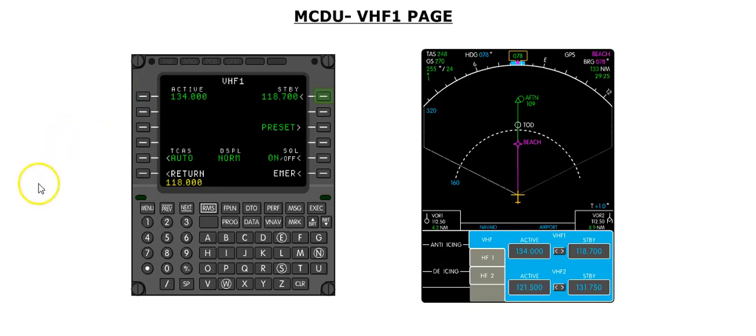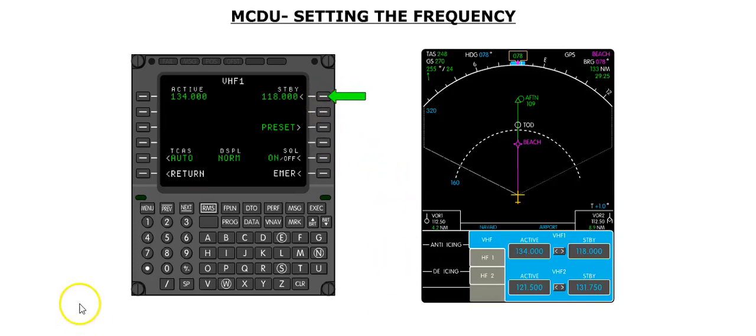The VHF1 page displays the active and standby frequencies for Radio 1. Note that this page also allows you to control the squelch of the radio, something that you could not do with the VCP. A frequency is changed by typing in the desired frequency in the scratch pad, and then selecting the desired line select key. Click on line select key 1R to set the standby frequency to the value set in the scratch pad. A standby frequency is made active by pressing the R1 line select key.